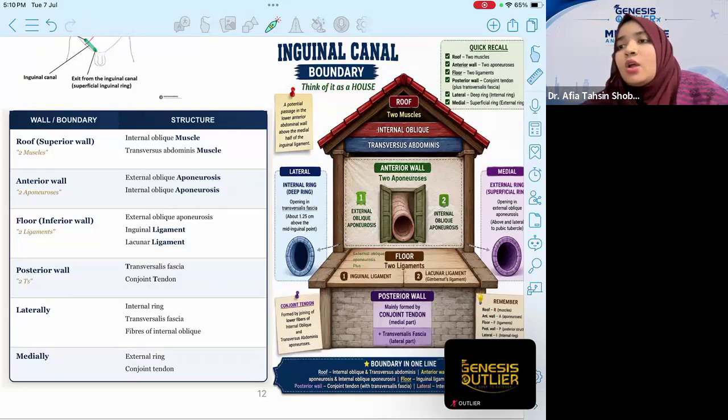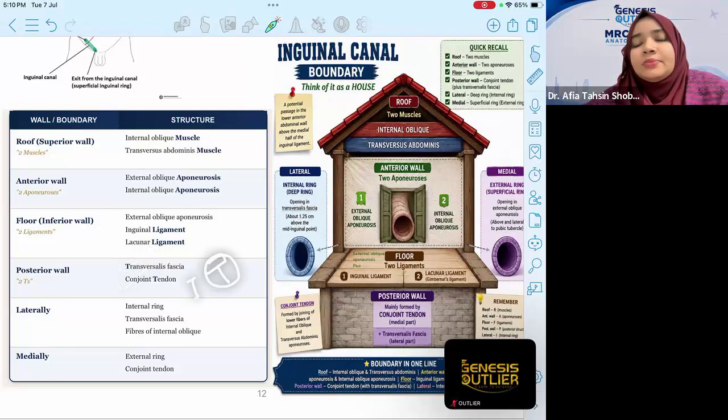Then come to the floor. The floor is formed by ligaments, mainly two ligaments: the inguinal ligament and the lacunar ligament. And we have to add another part, the external oblique aponeurosis. Don't forget these two ligament names, okay? And our posterior wall, as drawn here to help understanding, is formed by transversalis fascia and conjoint tendon. Now come to the conjoint tendon. What is the conjoint tendon? I use a mnemonic here, IT. I plus T.